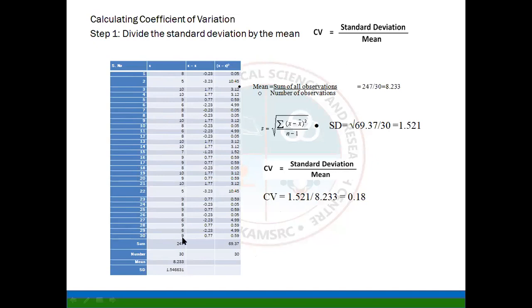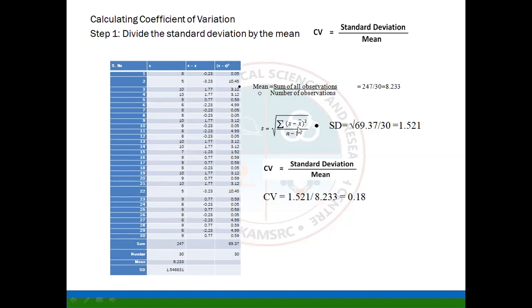The variables we calculated here: the mean is the sum of all observations divided by the number of observations. The sum is 247, and the total number of observations is 30. The mean is 8.233. So this is x bar. In the next column we calculate x minus x bar for each variable, then x minus x bar squared for each variable.